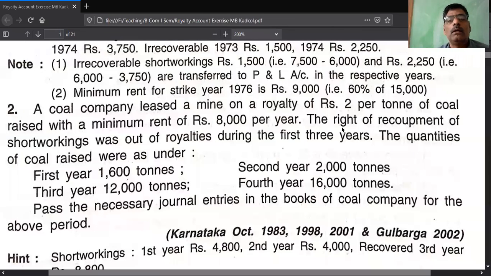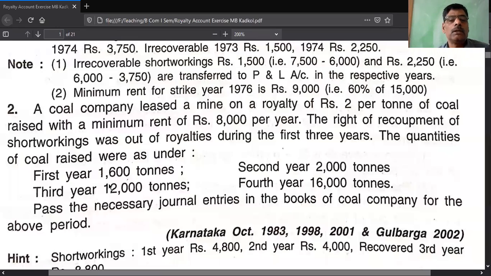Second point clear. Right of recoupment of short working of royalty is the first 3 years. First 3 years means what I already solved. Example like example number 14, I already solved in the same way. First year, second year, third year. Till the third year you recover. At the end of the third year, whatever short working remains, you transfer to the recovery column.